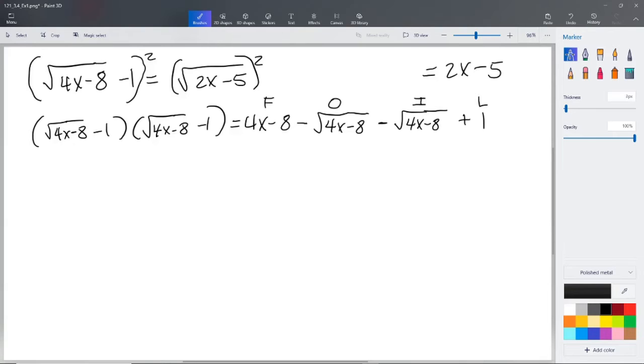Certainly, there are some things we can combine here. The O and the I can be combined because there are two of those, so there's going to be -2 radical 4x minus 8. We have a 4x minus 8 here. We have a +1. The +1 can be combined with the 8, and we get 7. So in other words, this is 4x minus 7, and then minus this stuff here. Really, that up in line 1 is the end result of us squaring it. We get 4x minus 7 minus 2 times radical 4x minus 8. It's a long FOIL to get there, but that's what happens when you have a radical and a number that you're foiling together.